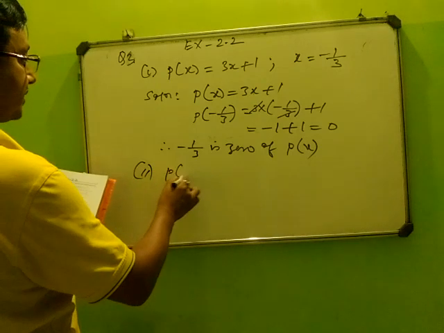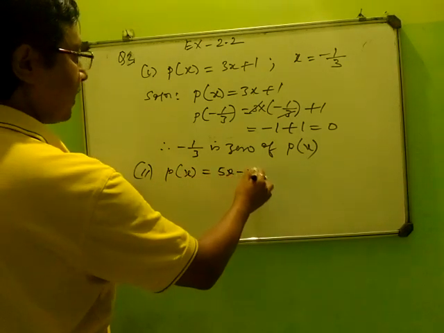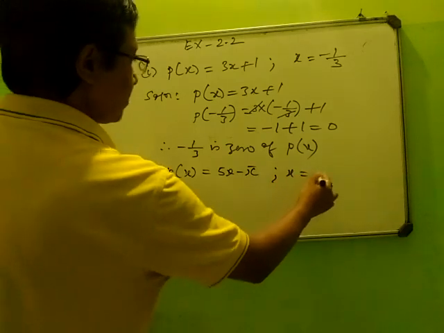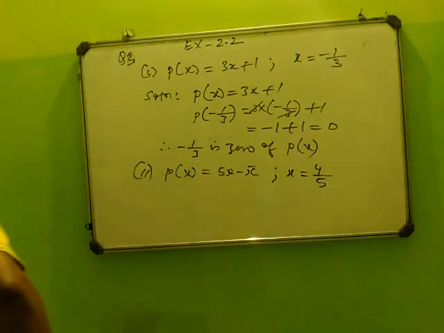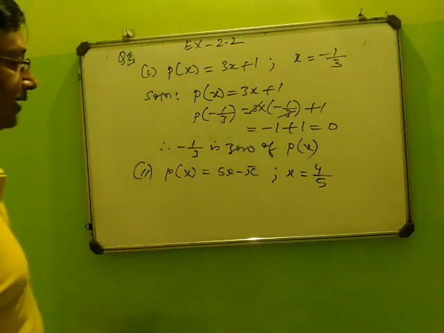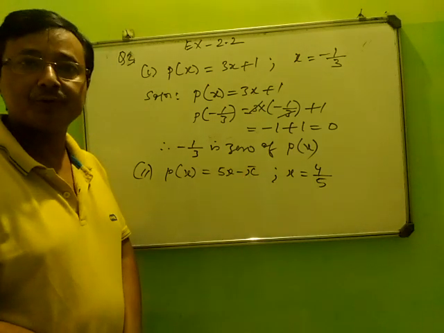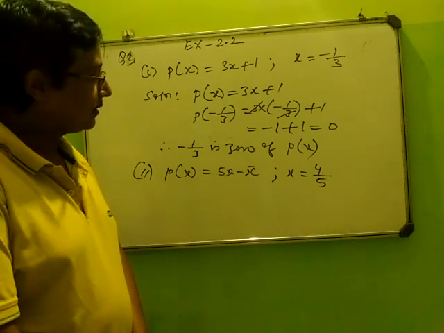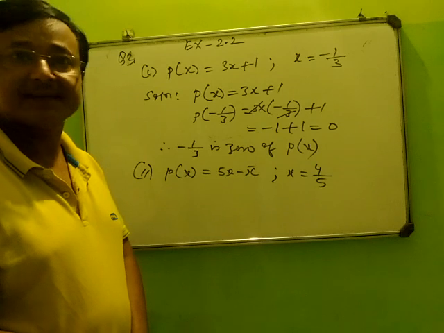P of x equals 5x minus pi, where x equals 4 by 5. Now, one thing to keep in mind, children: this pi value, you are not going to put 22 by 7. They have given pi, so you keep it as pi. Do not make it 22 by 7.